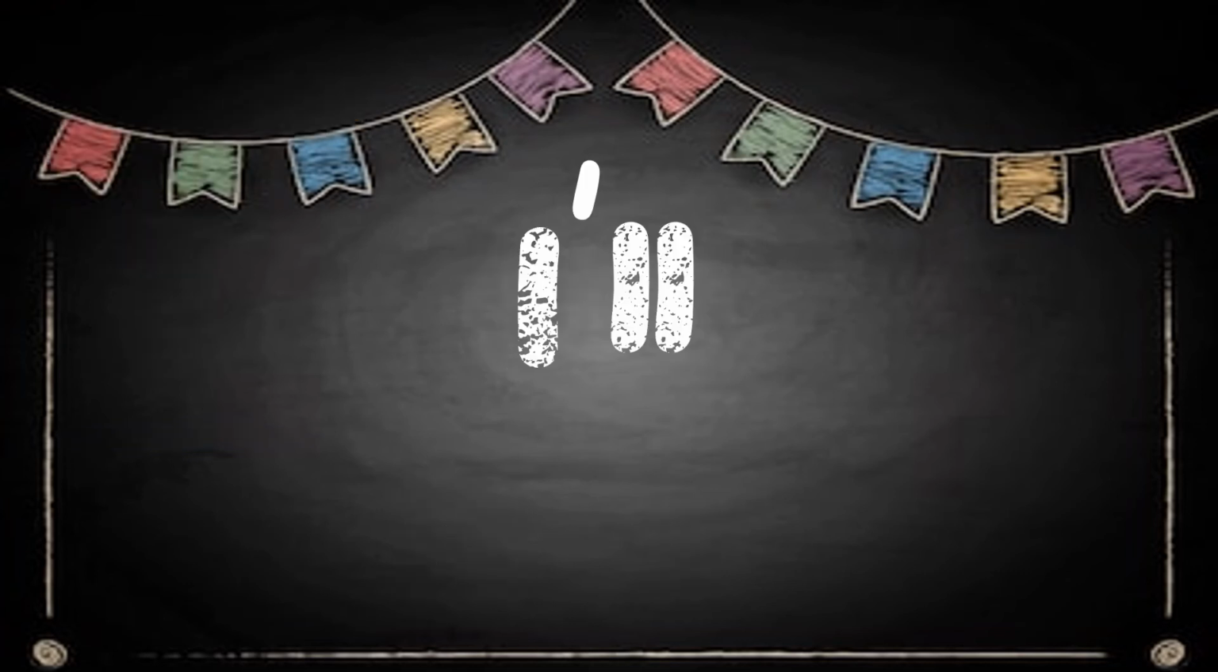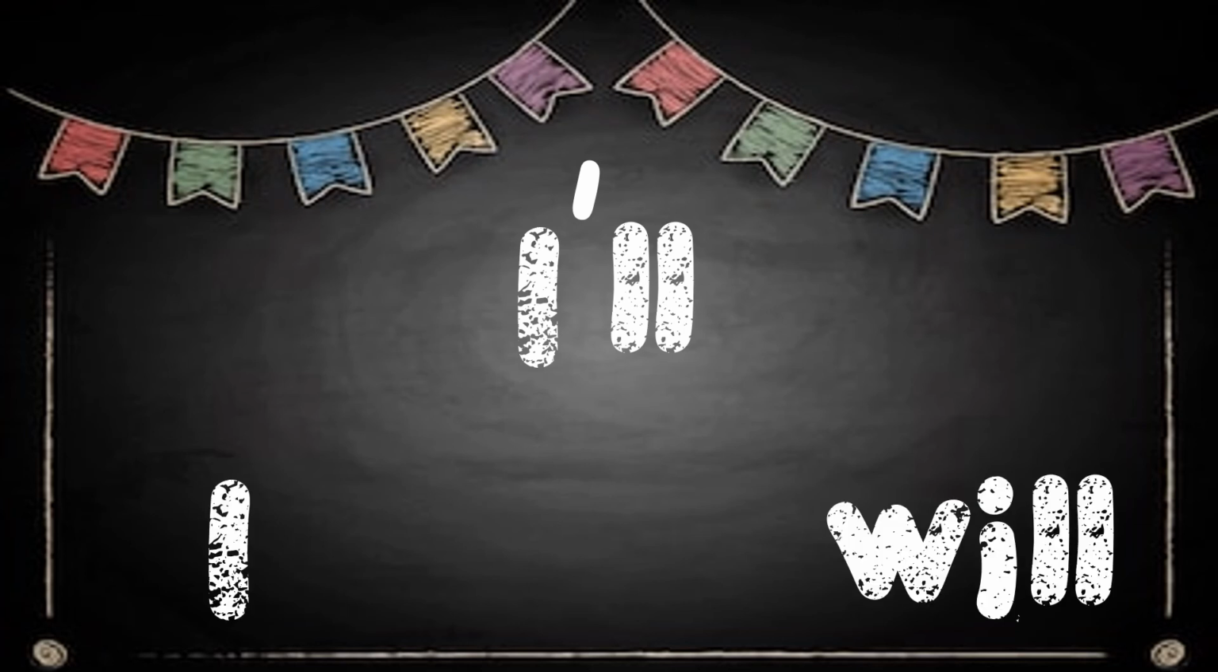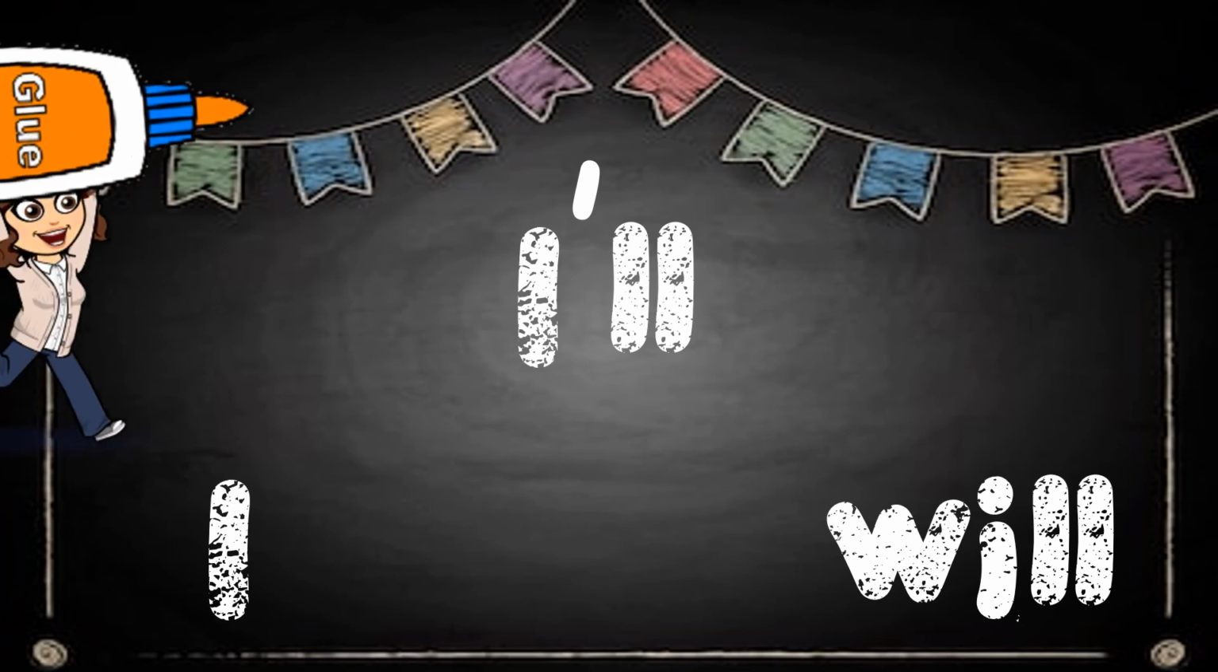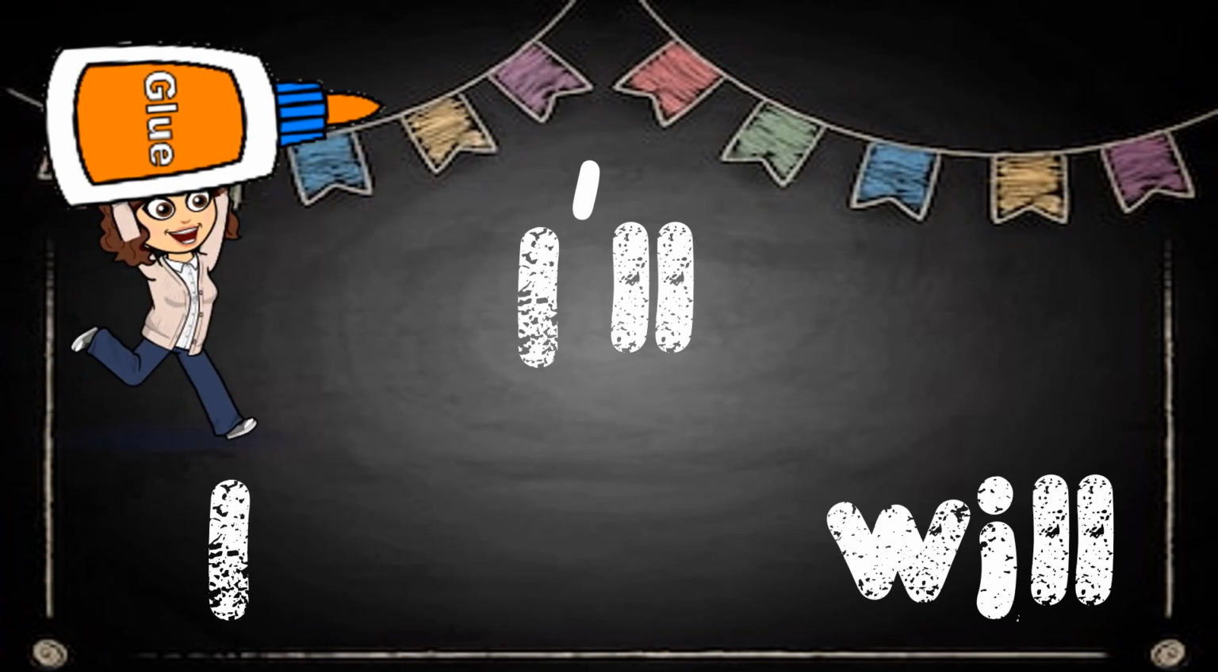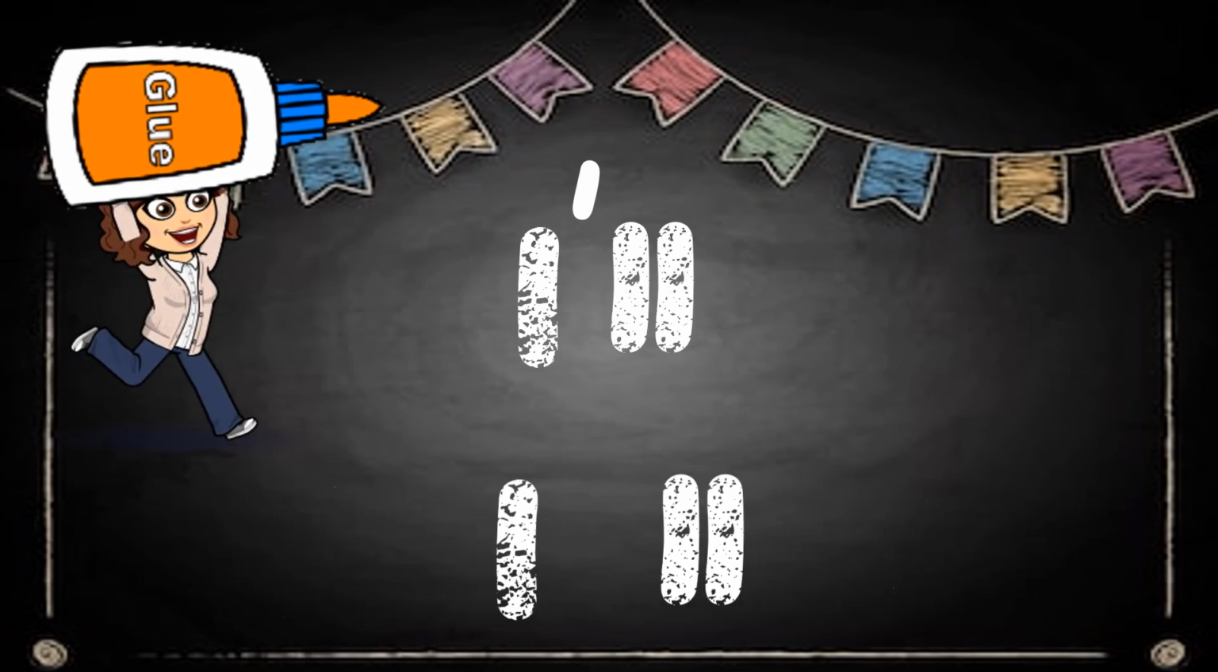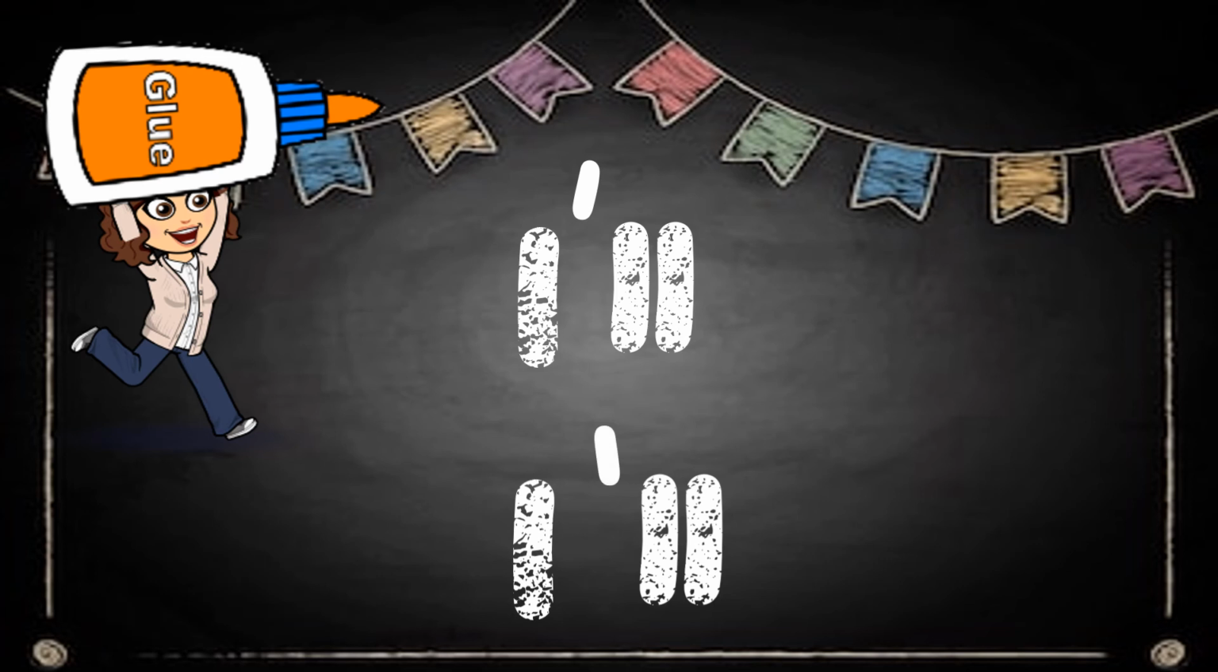I'll. What two words make up this contraction? Good job. I will. And if we put these two words together, what letters are missing? The W-I in will goes away, and in its place is an apostrophe.